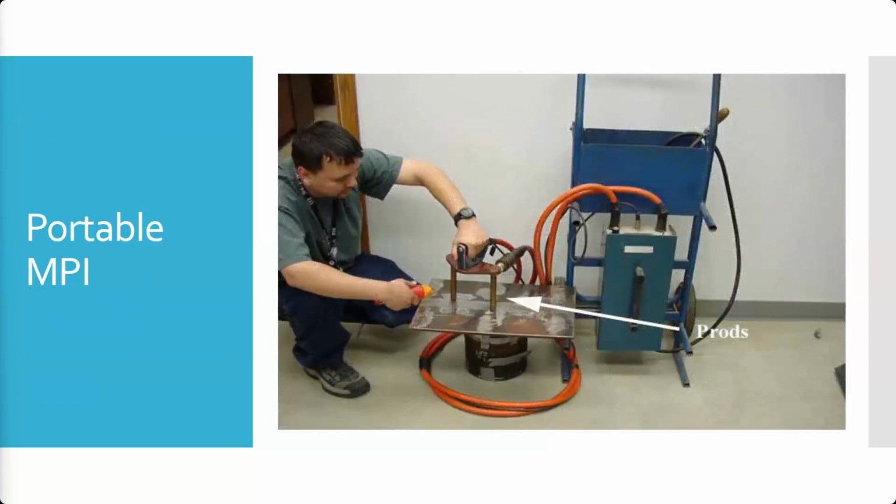So here's an example of a pair of prods. You can see, in this case, this portable unit. Now this is a big heavy duty one for doing things like steel plate. But essentially all it's doing is sending power down these 2 contact points and running it through the piece of metal that it's on. And it's going to develop a magnetic field around the base of those 2 prods. So we're running a current through a part. Okay, that's a set of prods.